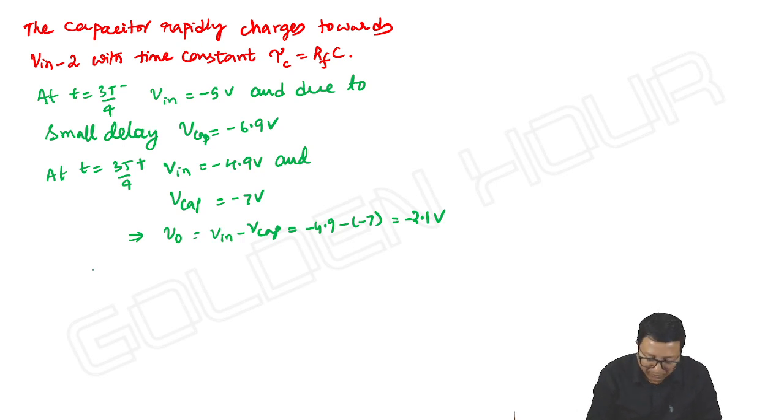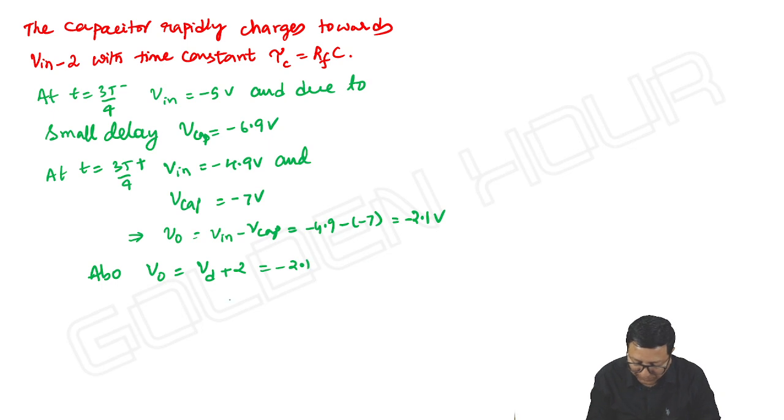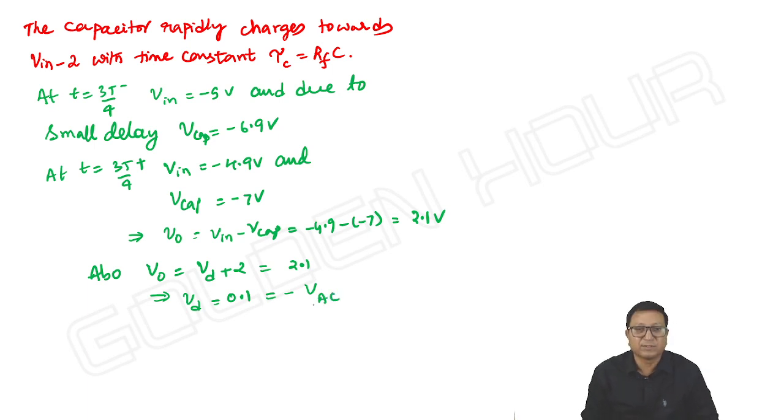But also we know that V output is equal to Vd plus 2. Sorry, it is plus 2.1 volt. So minus 4.7 plus 7, it is 2.1 volt. So this value is equal to 2.1. So what is Vd from this? Vd is equal to 0.1, which is nothing but minus of the anode to cathode voltage of the diode.